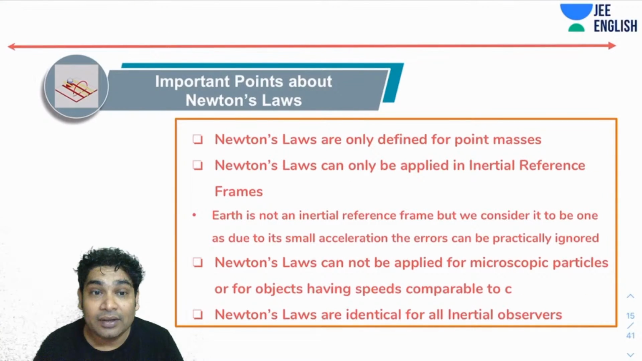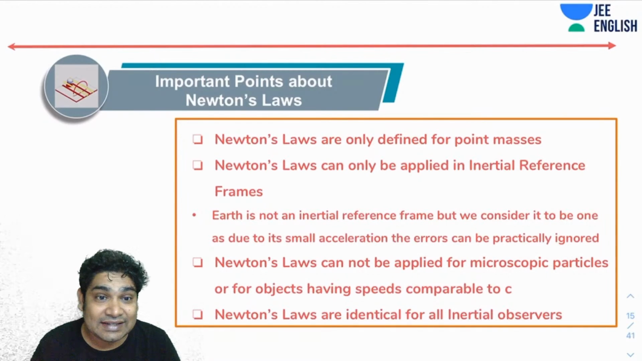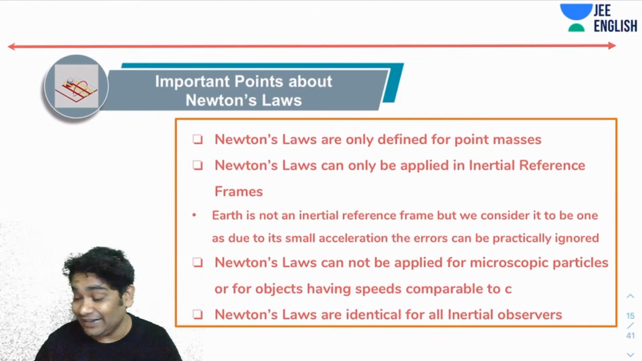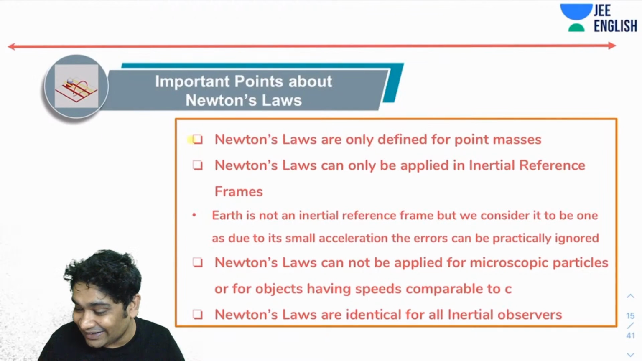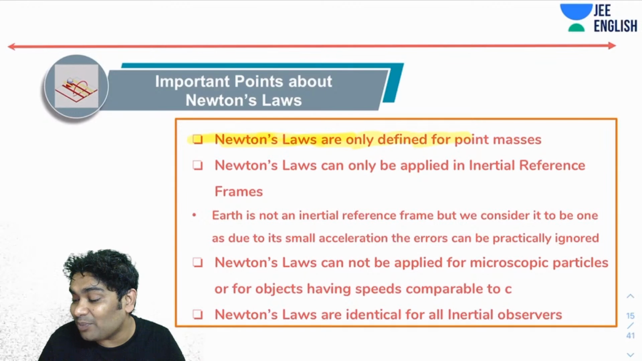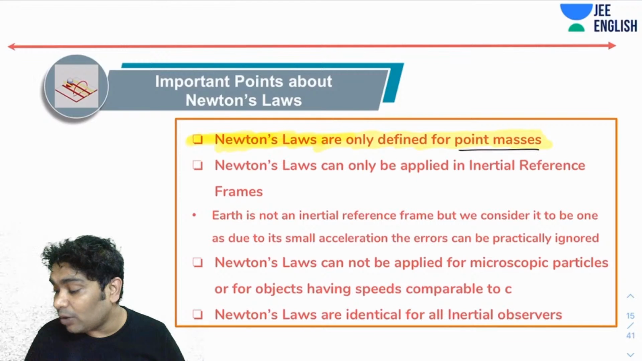Now some very, very important points about Newton's laws, which again should be very, very clear. I already discussed these in the last lecture. I'm still reiterating them. So first is that Newton's laws were only defined for point masses. So please remember this. Newton in fact defined all his laws for point masses only. You should know, in physics, most of the laws that we will talk about are only defined for point masses. So what is a point mass?